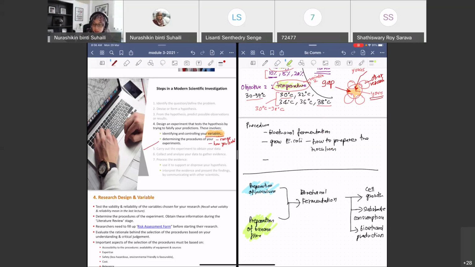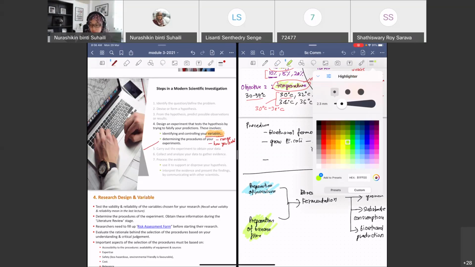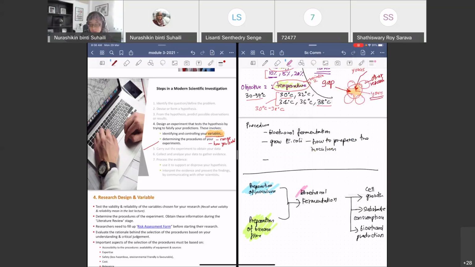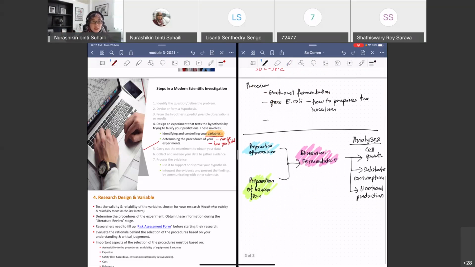So each of these has its own procedure. That's why you have to know the flow of your work and identify what things you need to find out for each of the steps. For example, this is analysis. All of these are under analysis. So how do you want to monitor the growth?